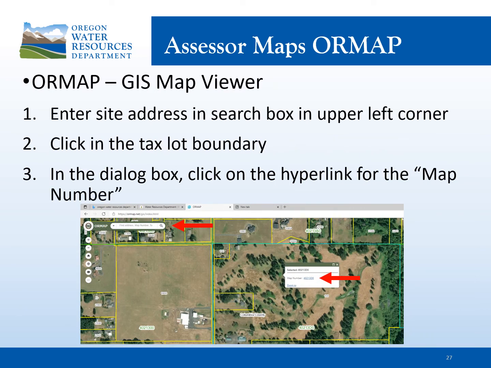To search for a map using the GIS Map Viewer, first enter the site address in the search box located in the upper left-hand corner of the utility, and then click on the magnifying glass to execute the search. Second, click on the tax lot that you are interested in researching. And finally, select the hyperlink for the map number. The specific assessor map for that tax lot will be opened as a PDF.